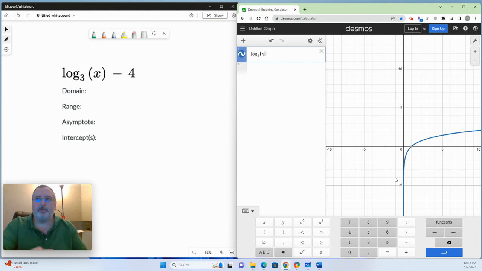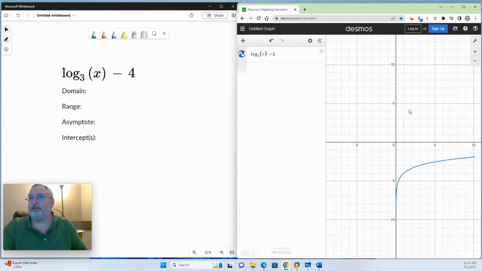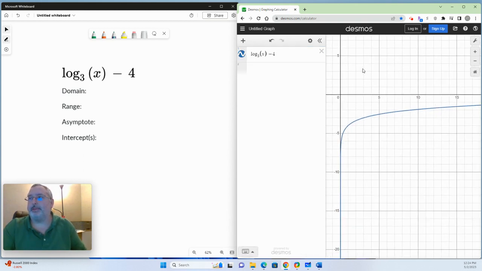Now there are two different problems. I wanted to show you both of these so you can see that they are different. And so that's x minus 4. And so that's the graph. I'm going to pull this over so we can see the whole thing.